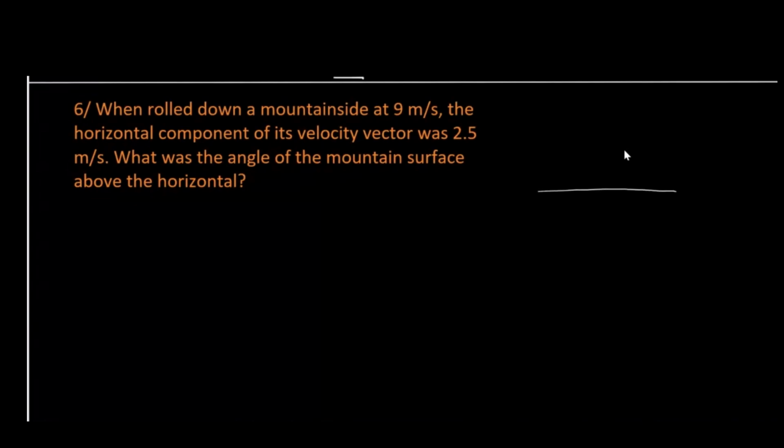When rolled down a mountainside, rolling down means there must be an inclined plane. Let's say I can consider this like the mountain. If something is rolling down this way, I don't know whatever that is, we don't have to worry. Unless this is inclined at some angle, something couldn't roll down. So if something is rolling down this, that's 9 meters per second.